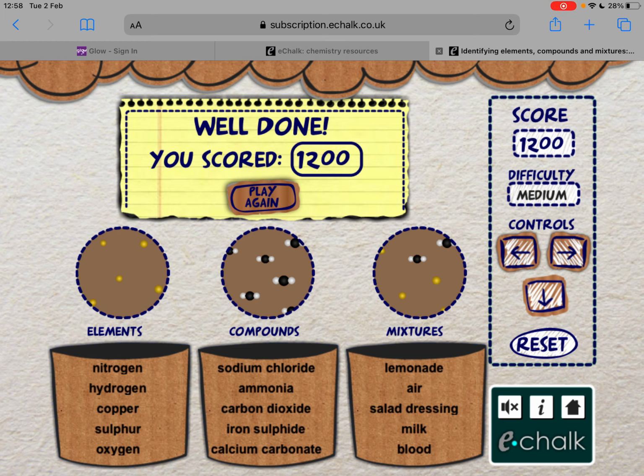In the final category, we've got mixtures. All of these mixtures that you see in that category all have lots of different things within them, but they are not chemically joined together. So that's why they're not compounds, but instead they are mixtures, because you have lots of different things, but they are not chemically bonded together.